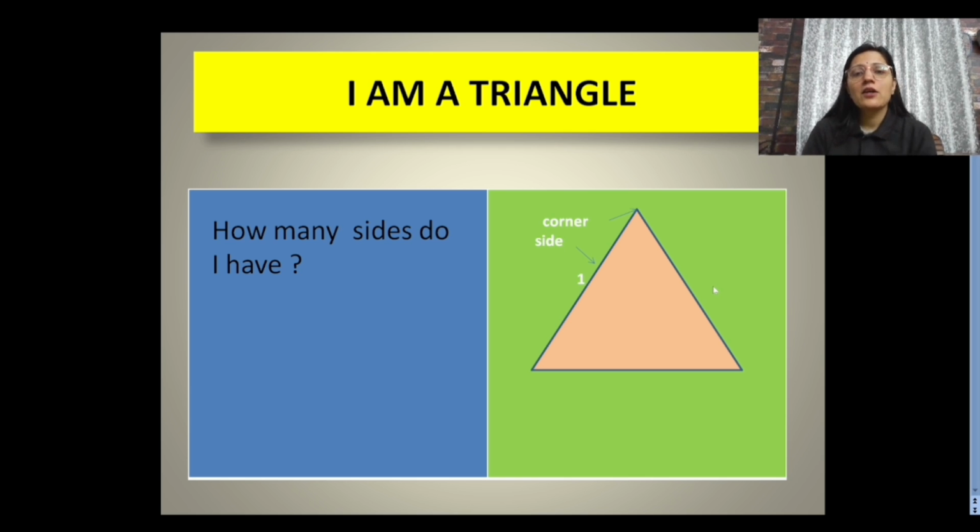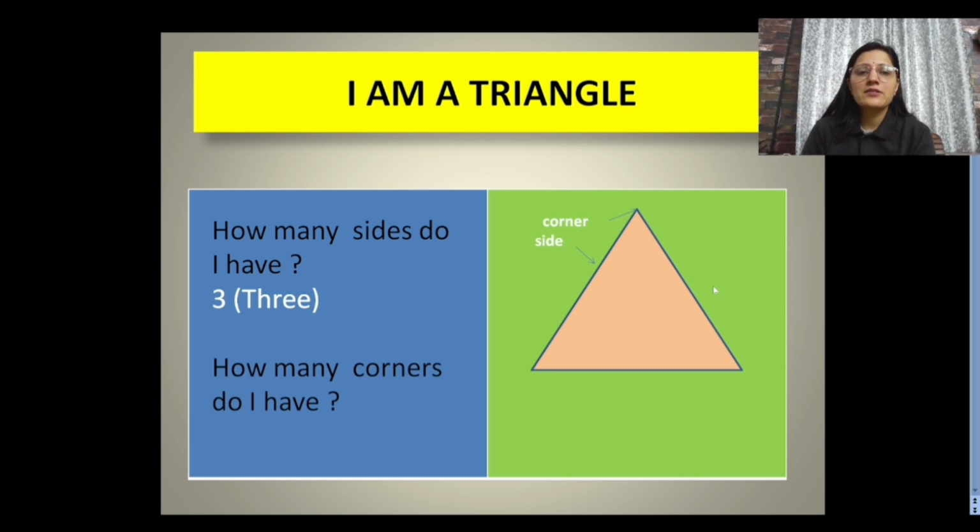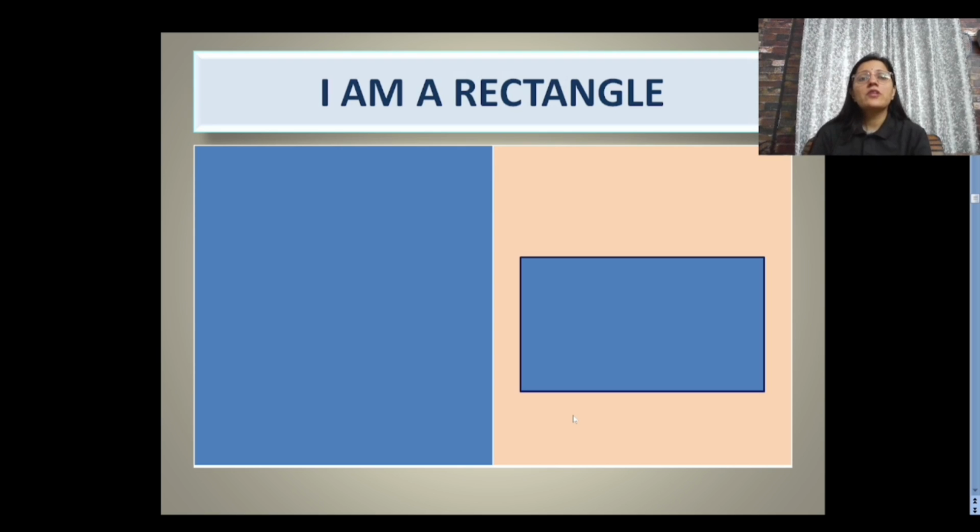So let's see. 1, 2 and 3. So the answer is 3. A triangle has 3 sides. And how many corners does a triangle have? 1, 2 and 3. So the answer is 3. Okay. So let's see our next shape, rectangle.